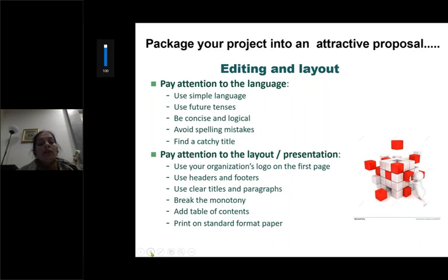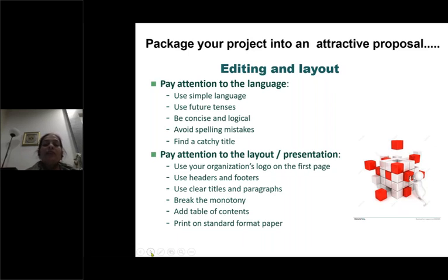And then editing and layout. Pay attention to the language. Don't use a very hi-fi language. I've seen that all the youngsters have the advantage of technology. What they do is, I'm reviewing so many projects and so many papers, and the students just right click, take the synonym for a word and put it there. They do not know whether that word actually fits into that sentence or not.